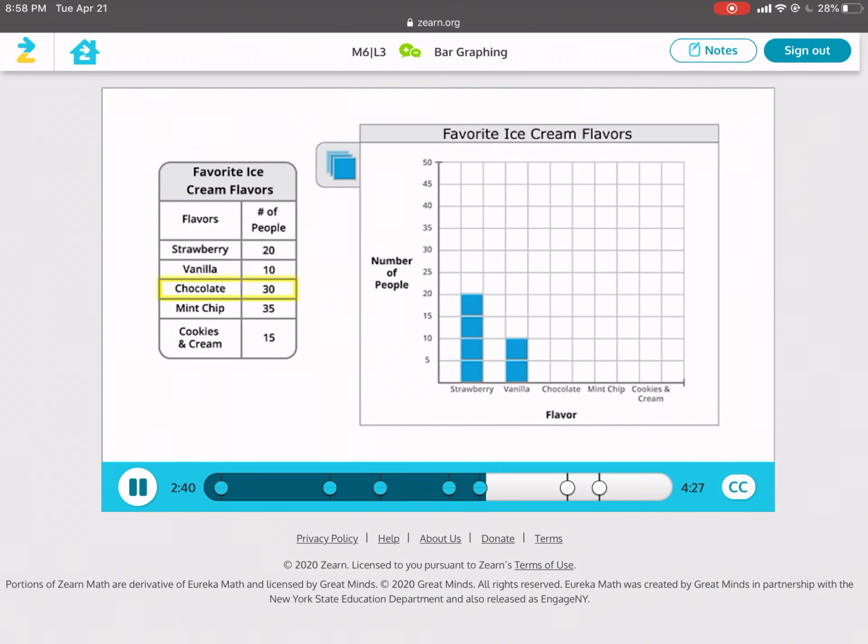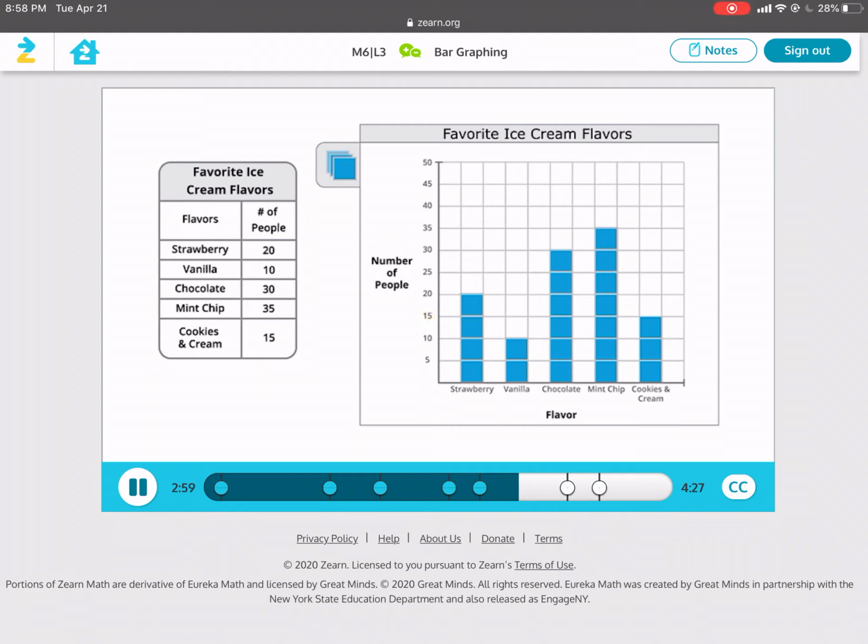Show us your graph, Kayla. 30 people picked chocolate as their favorite flavor. I added 6 tiles to get to 30 on the scale. For mint chip, I added 7 tiles to represent the 35 people who picked that flavor. And for cookies and cream, I need 3 tiles to represent those 15 people.